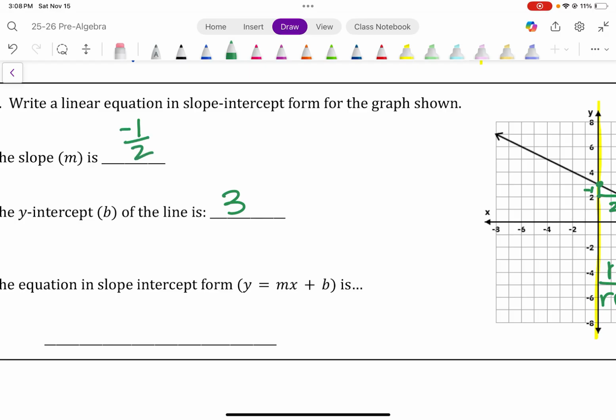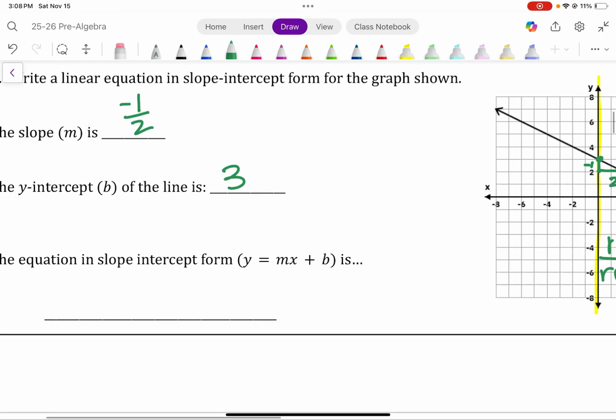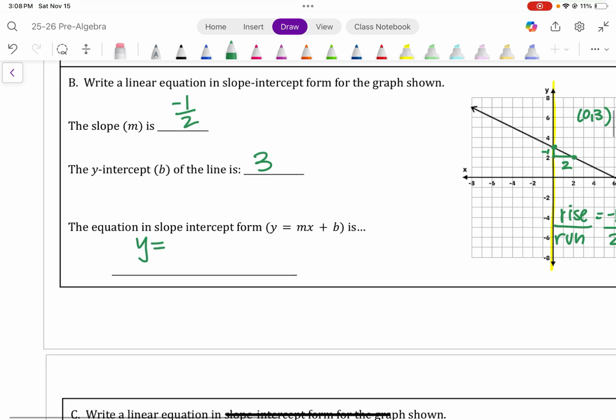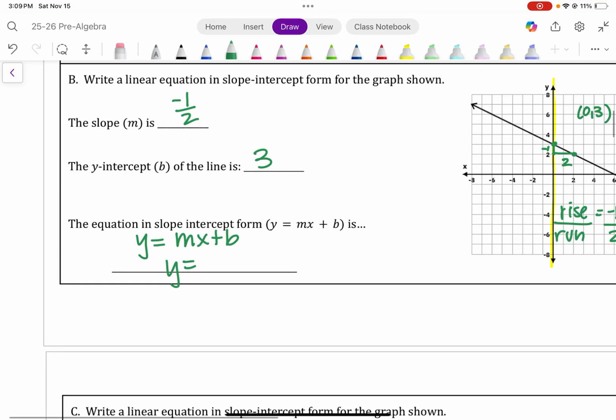It's going to be really important to make sure you pay attention to negatives here, because if you miss a negative, you're going to have the wrong equation. So our formula is y equals mx plus b, and I'm replacing m with -1/2 x plus I'm replacing b with 3.